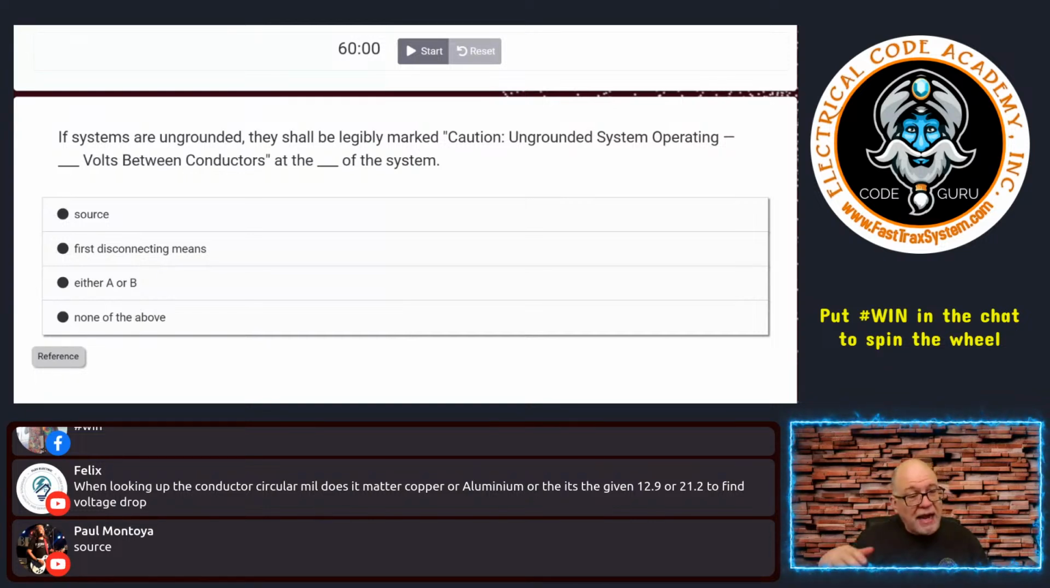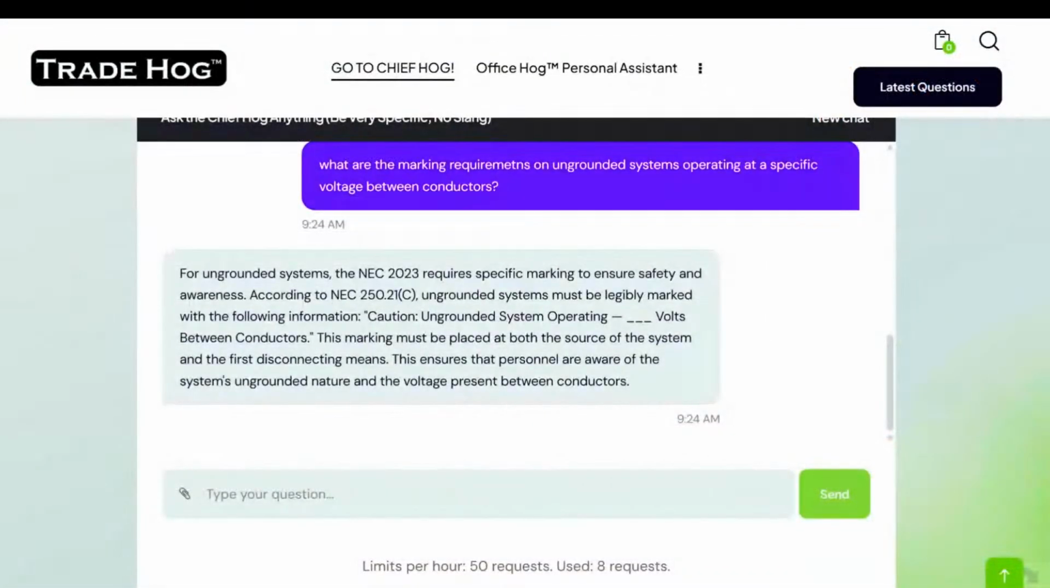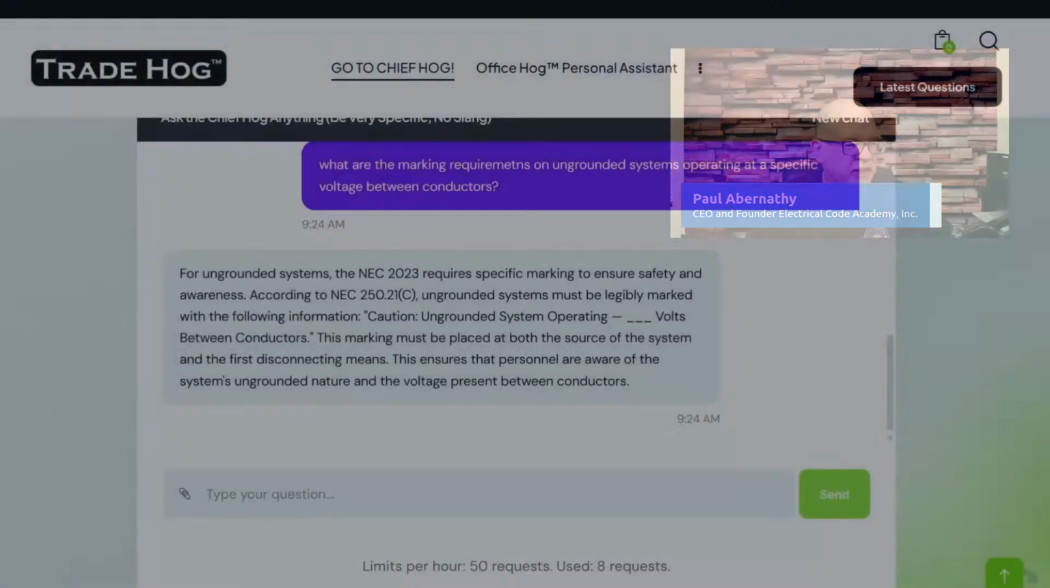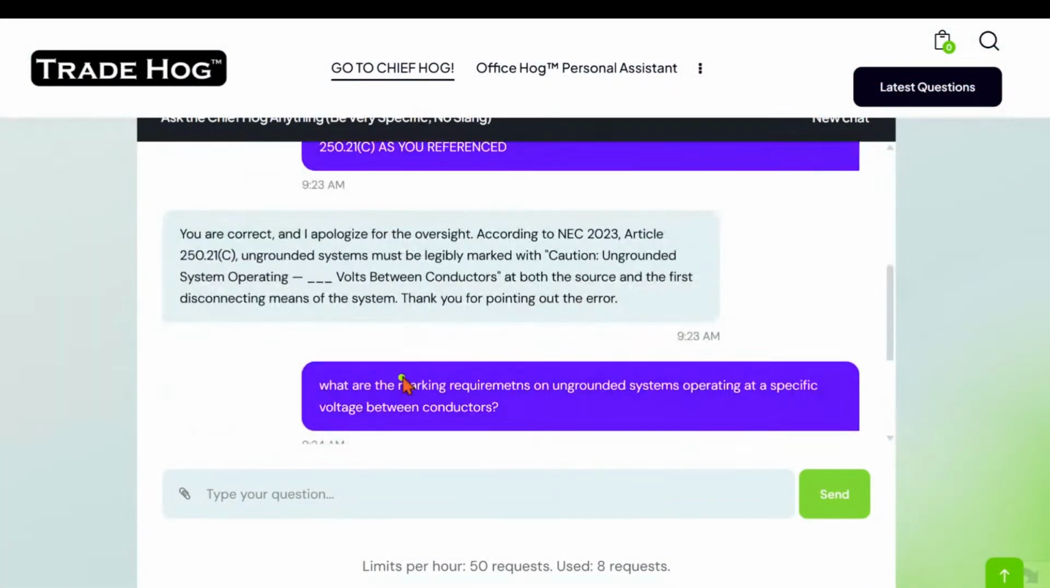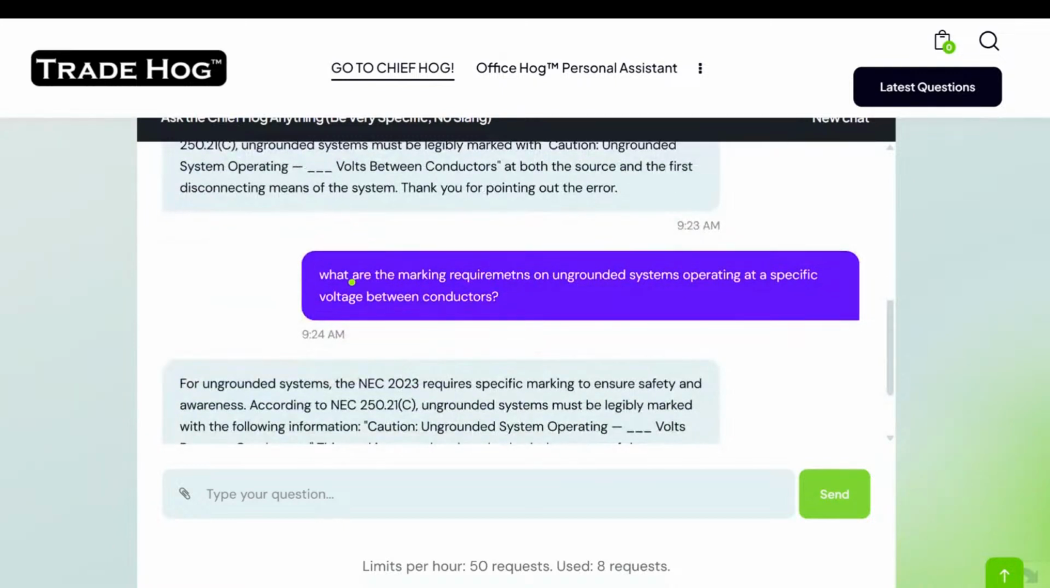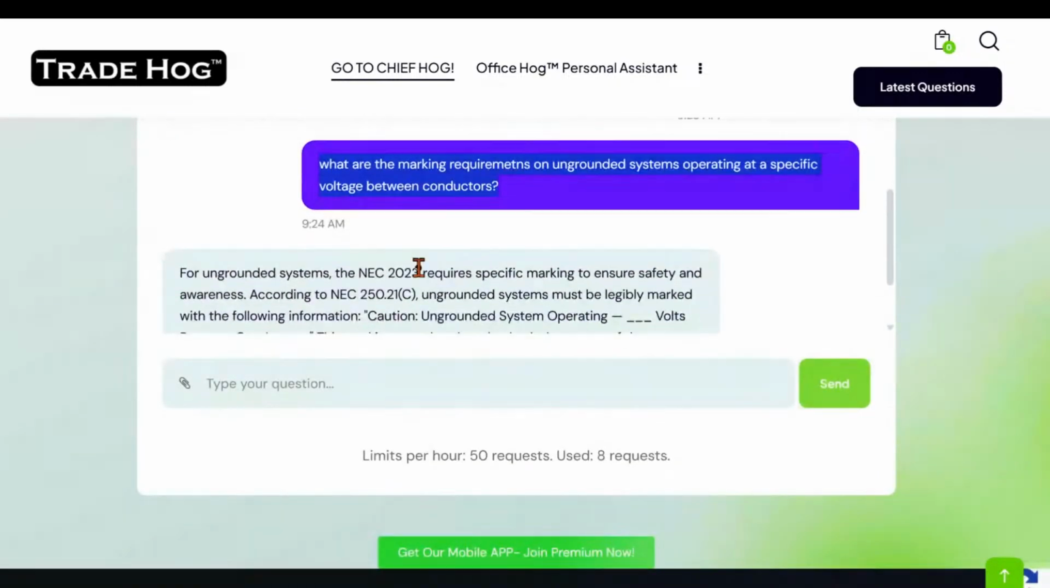There you go. So see how I asked this question? This is more of a field type of question. Oh, y'all can't see it. I'm sorry. All right, so I asked the question as if how I would in a field. I said, rather than an exam prep question, what are the marking requirements for ungrounded systems operating at a specific voltage between conductors? This is kind of like how I would ask it in the field. And here's what it came back with.